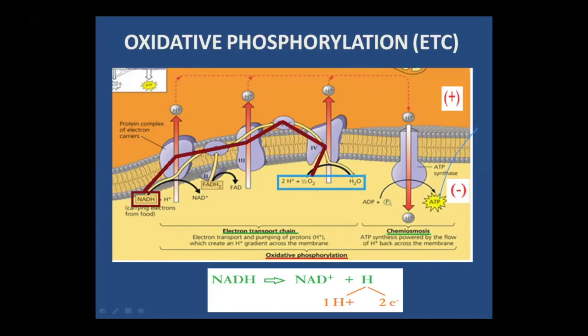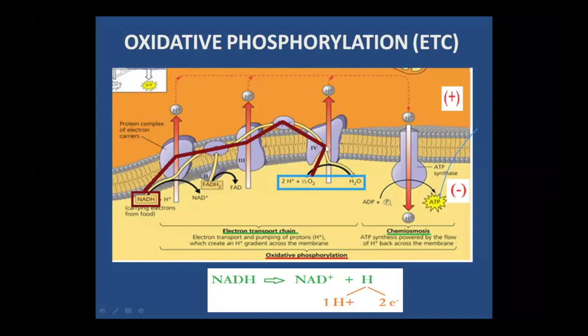Hydrogen, 4 hydrogen ions would be pumped out, and then the 2 electrons would be carried by ubiquinone. Ubiquinone transfers the 2 electrons to complex 3. Complex 3 pumps out 4 hydrogen ions from the matrix to the intermembrane space. The 2 electrons would be carried by cytochrome C. Cytochrome C brings the 2 electrons to complex 4.